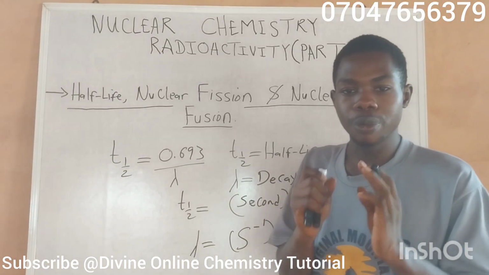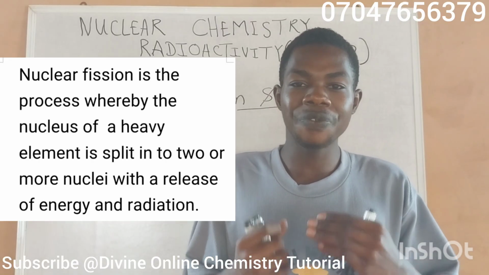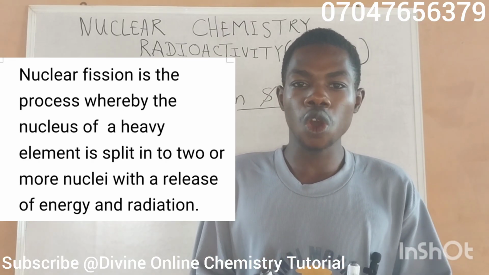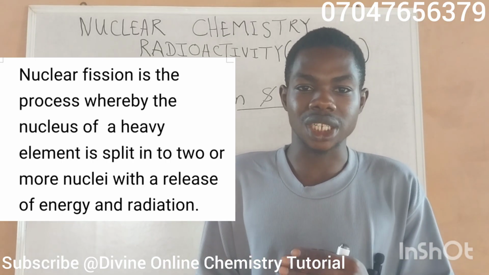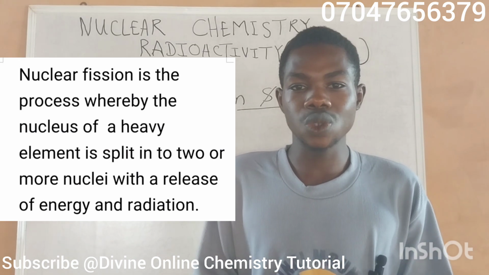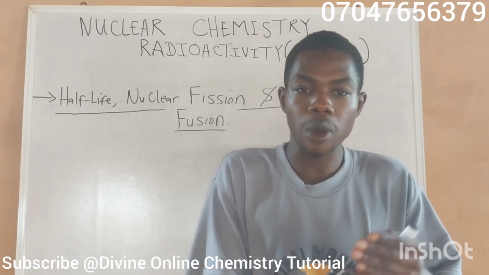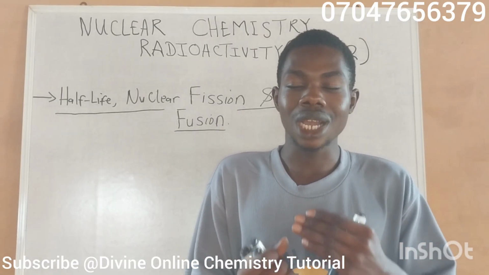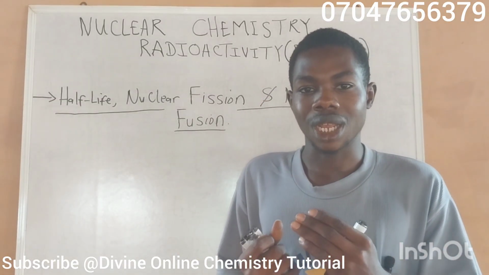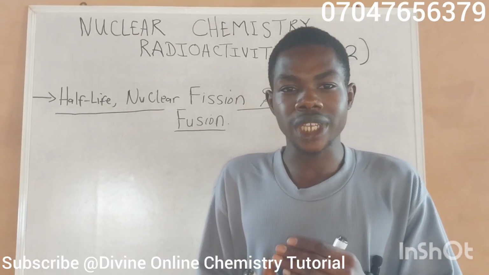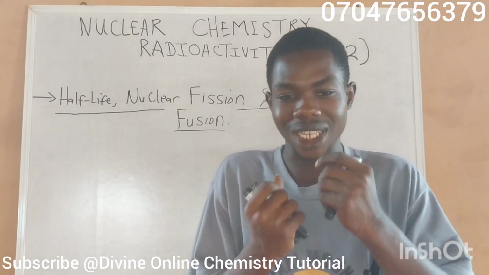From here, we'll be moving straight to nuclear fission. Now, what is nuclear fission? Nuclear fission is the process whereby the nucleus of a heavy element is split into two or more nuclei with a release of energy and radiation. Please take note that nuclear fission is different from nuclear fusion. Again, nuclear fission is the process whereby the nucleus of a heavy element is split into two or more nuclei with a release of energy and radiation.